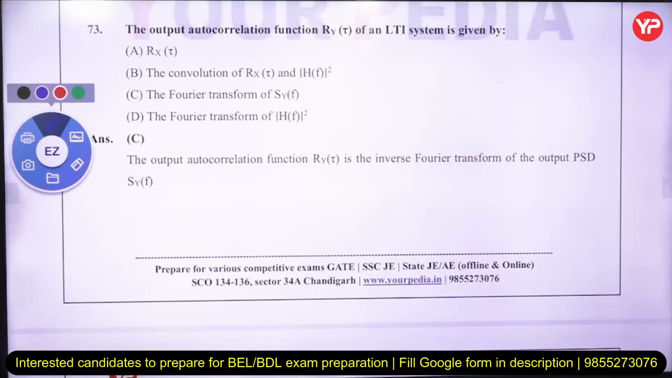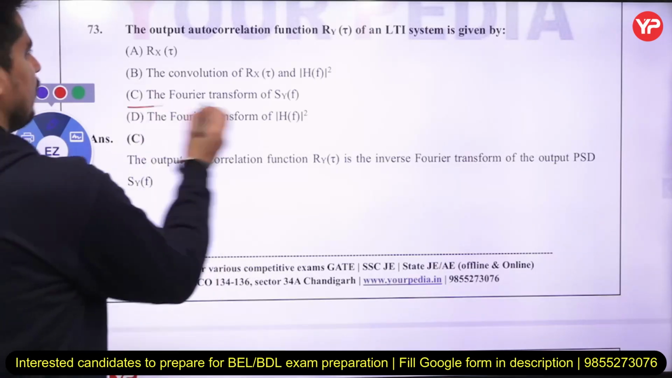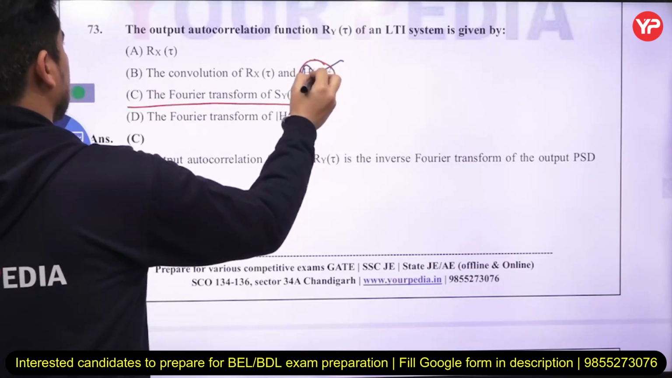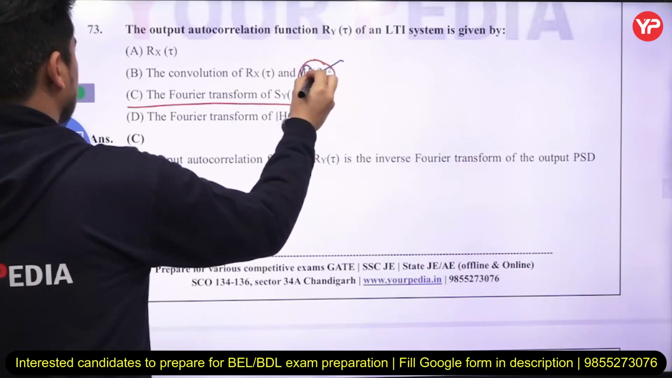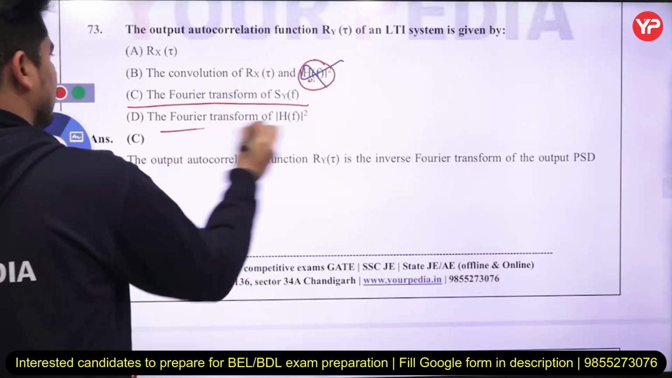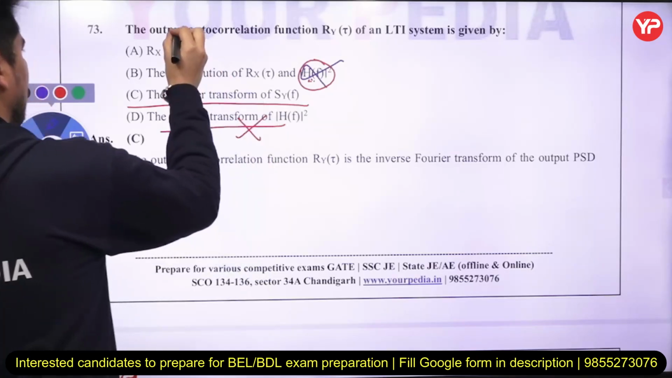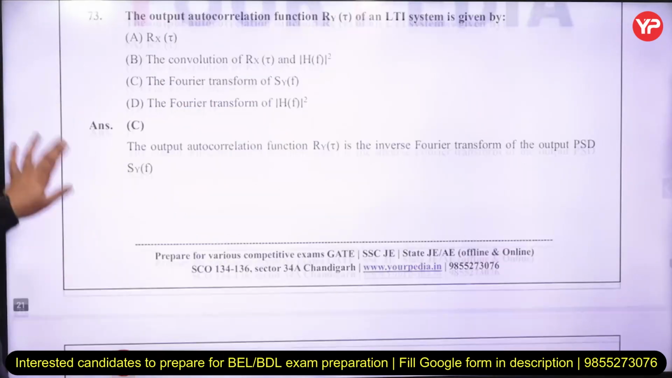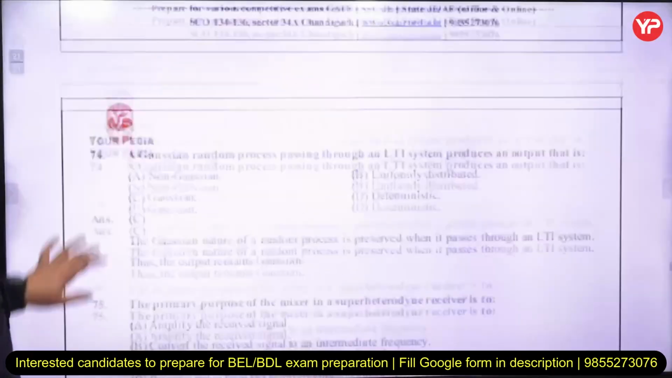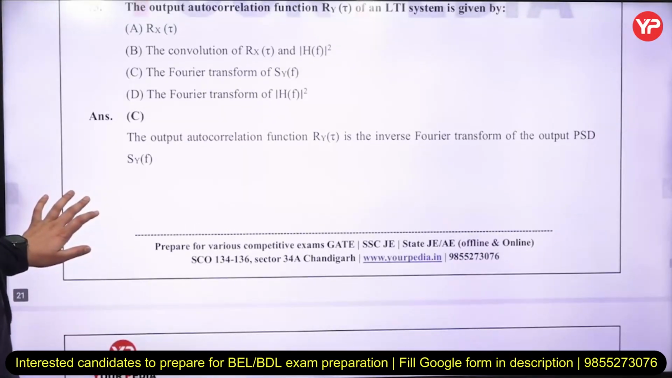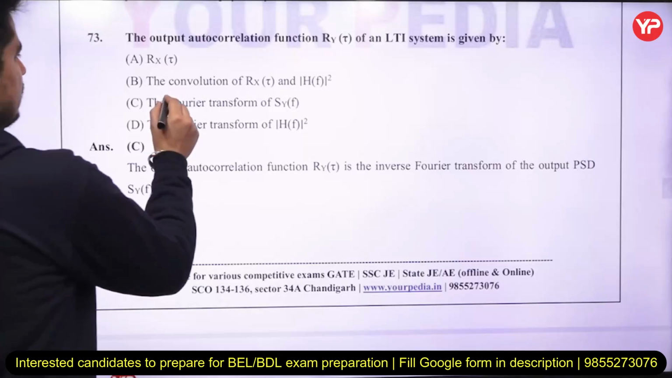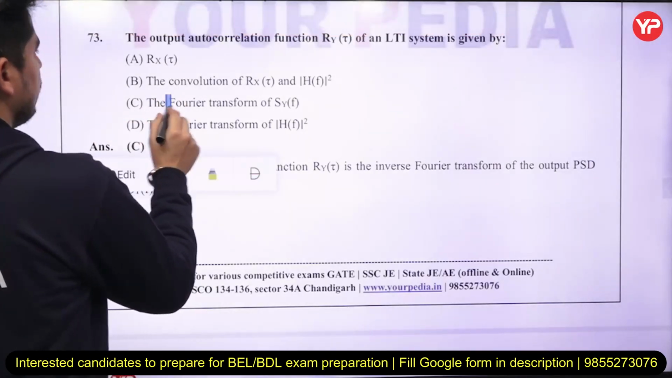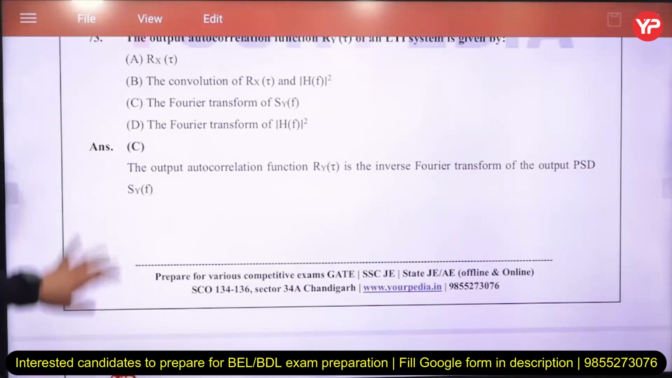The output autocorrelation function of an LTI system will give a convolution with the Fourier transform. That will be the Fourier transform of R of y(t). Don't go for this one, because this is H(f). It should be the autocorrelation of the impulse response function. Fourier transform of H(f), that is not correct. Rx of tau, that is not correct. Only the power spectral density of the output, not Fourier. That will be the inverse Fourier transform. That is a printing error here. That will be the inverse Fourier transform of Sy(f).